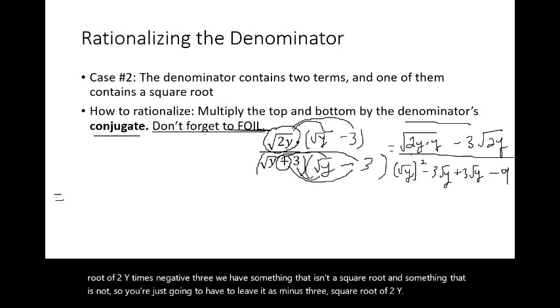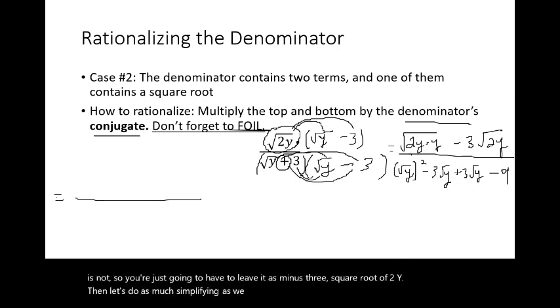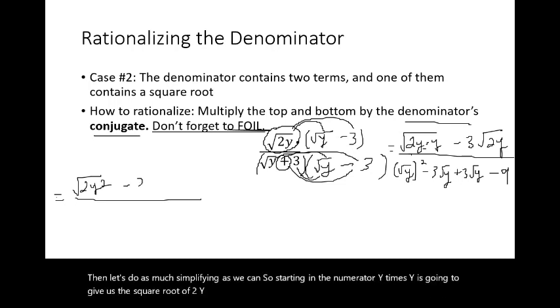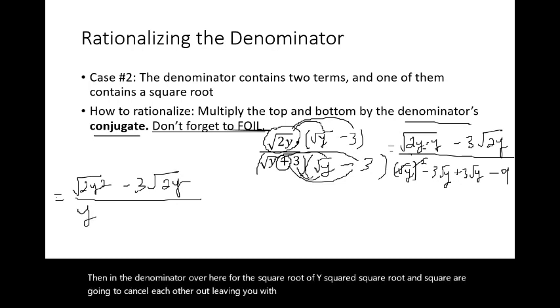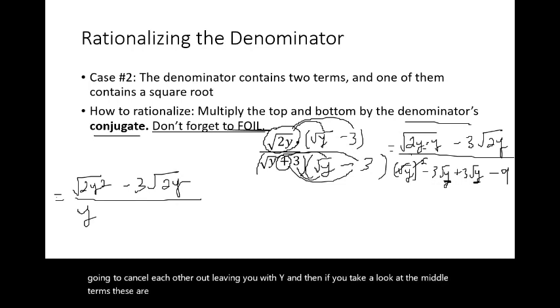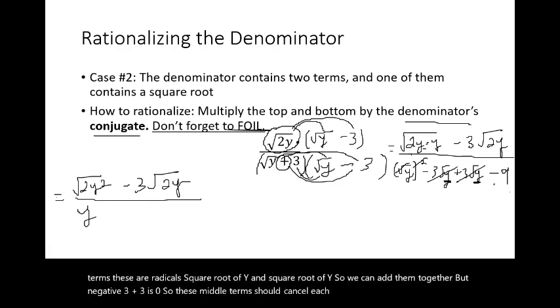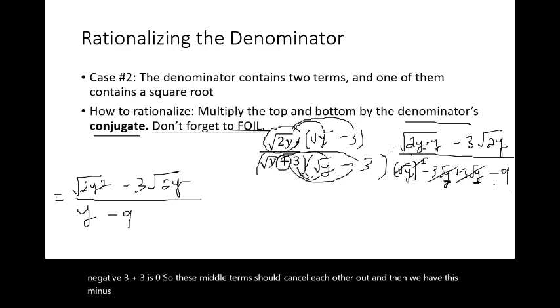Then let's do as much simplifying as we can. So starting in the numerator, y times y is going to give us the square root of 2y squared, and then minus 3 square root of 2y. Then in the denominator, over here for the square root of y squared, square root and square are going to cancel each other out, leaving you with y. And then if you take a look at the middle terms, these are like radicals, square root of y and square root of y. So we can add them together, but negative 3 plus 3 is 0. So these middle terms should cancel each other out. And then we have this minus 9, which is still there.